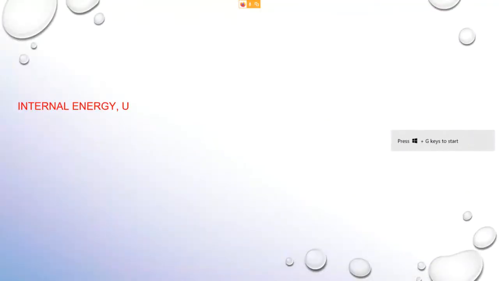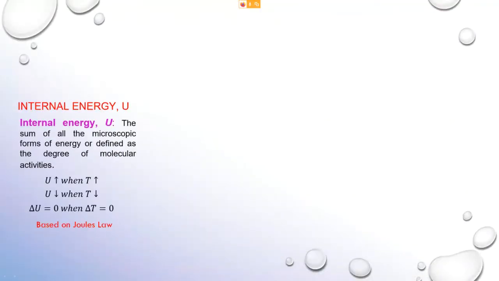Okay, so we're back to this. So that's internal energy. From here you can see that when the absolute temperature increases, the internal energy increases. When the absolute temperature decreases, the internal energy will decrease. When there is no change in absolute temperature, that is zero, there will be no change in internal energy. That is based on Joule's law. Remember, this temperature is the absolute temperature, in Kelvin. So that gives you a relationship between the internal energy and the absolute temperature.